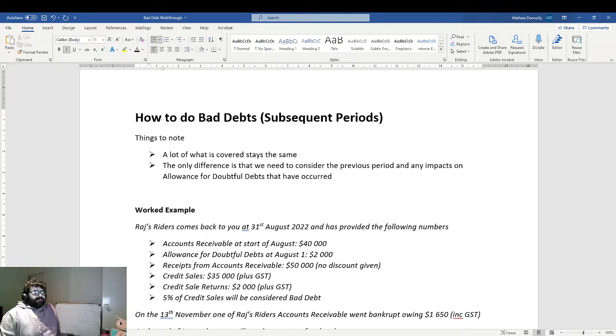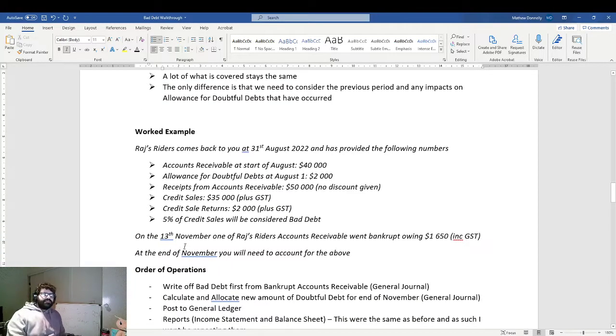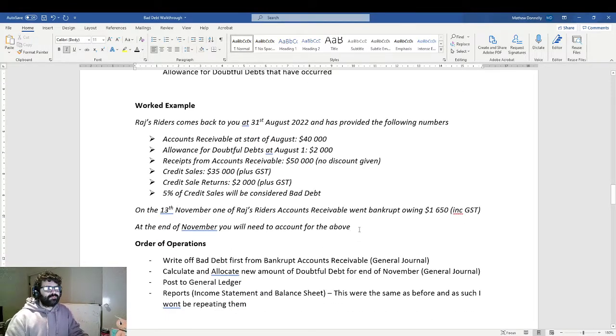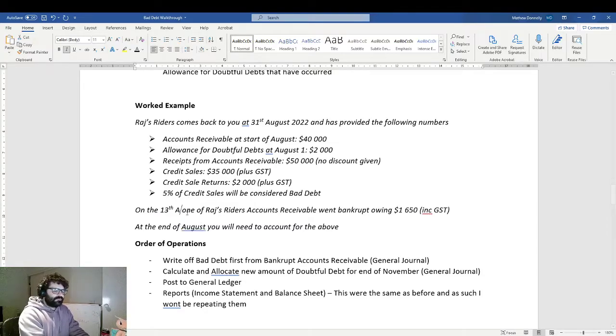They didn't give a discount. They had credit sales of $35,000, that's plus GST, and credit sale returns $2,000 plus GST. 5% of credit sales will be considered bad debt. On the 13th of November, one of Raj's Writers' accounts receivable went bankrupt, owing $1,650, including GST. So we're going to account for that first. But at the end of November, you will need to account for the above. It should be August, by the way. I don't know why I wrote November, but it should be August. It's August still.